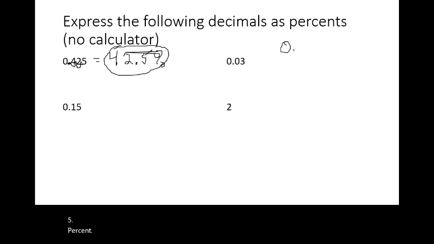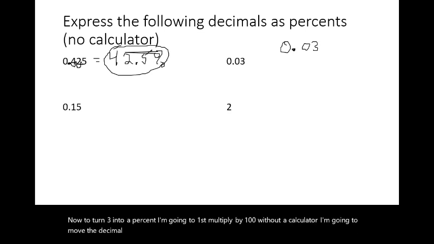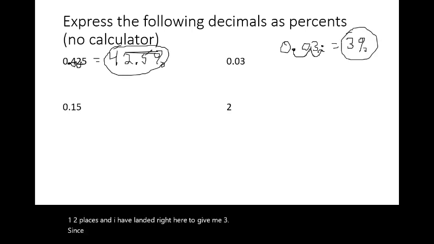Now to turn 0.3 into a percent, I'm going to first multiply by 100. To multiply by 100 without a calculator, I'm going to move the decimal point to the right 2 places. So I'm going to move this decimal point to the right 1, 2 places, and I have landed right here to give me 30%. Since the decimal point was on the right end of that number, it is the whole number 30, so this is 30%.